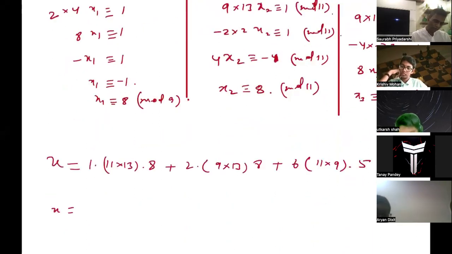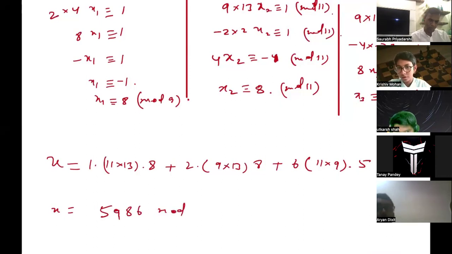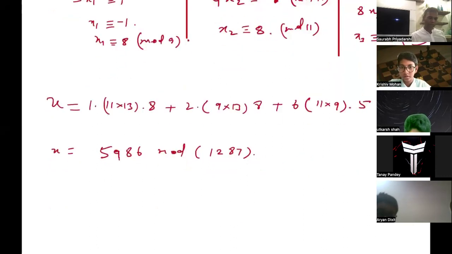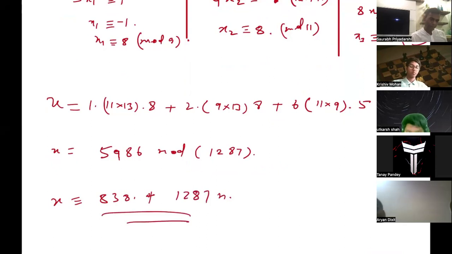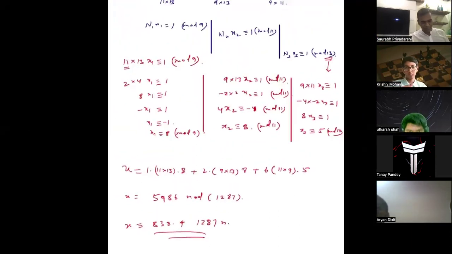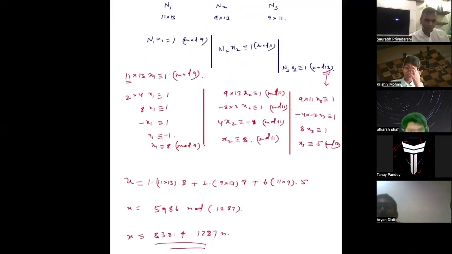I hope everyone is following. What is the number coming in this? 5986. 5986 mod 1287. What remainder are you getting? 838. 830 plus 1287. Sir, but it's given between 1 to 1200, so it should be 838.